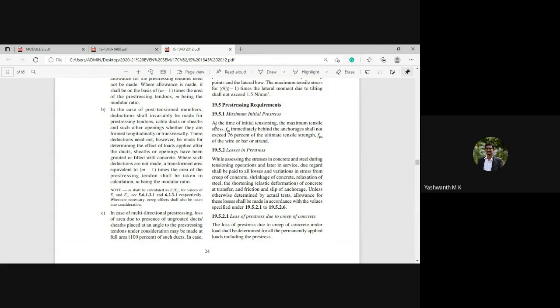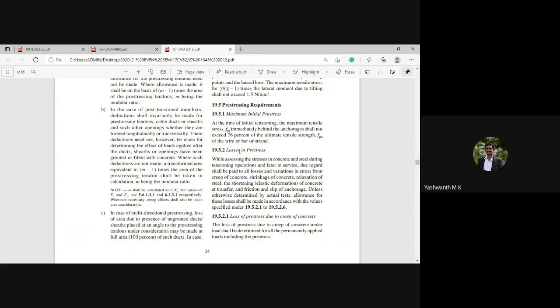This initial pre-stress value is very important while solving the problem. They are going to give the data, and sometimes we need to calculate this. We'll come across this part while solving the problem.